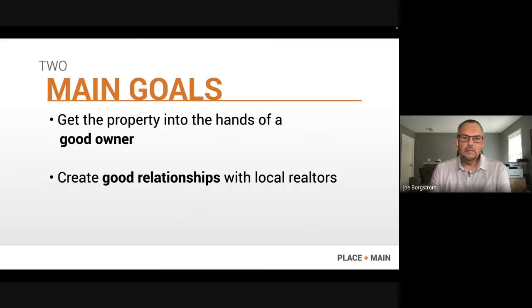But at the end of the day, you want to make sure you've got good relationships with all those people, because we find them to be incredibly useful, and they're all looking to do the same things that we are, which is trying to find ways to improve the community overall.